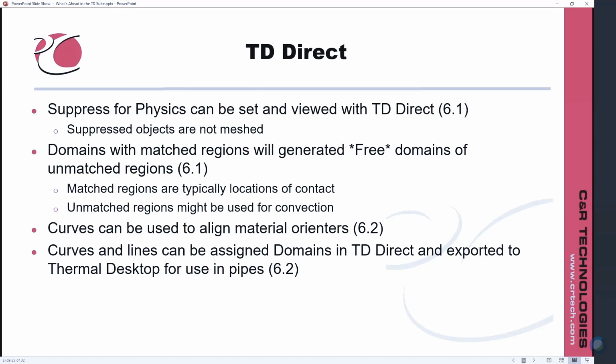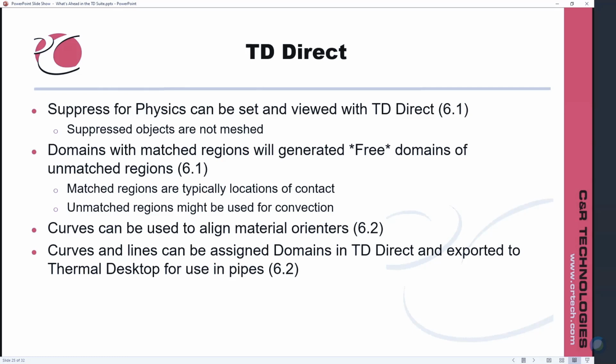Domains with matched regions will generate a free domain of unmatched regions. So matched regions are typically locations of contact, and when you're making the contactors, you look for the matches. Unmatched regions would be anything that's exposed. So you might add in convection right beside where you have contact. So that's what this allows.